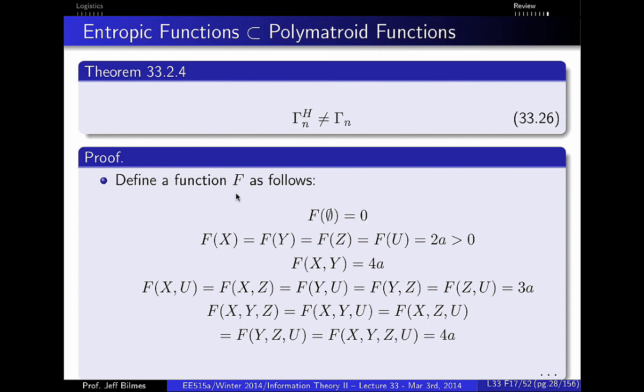So this is really interesting. So you might say, well, what is this set gamma sub n, except for gamma star n? What are these strange polymatroid functions that don't include the entropy functions? Can we characterize them? Are they useful? Are they weird? Are they bizarre? Are there certain characterizations of them? Can we recognize them very quickly? And this is still not a fully solved problem.